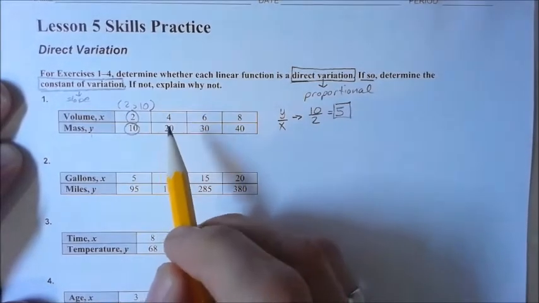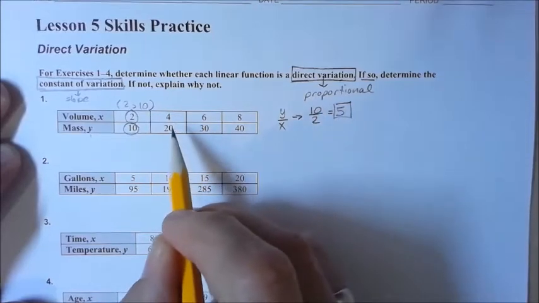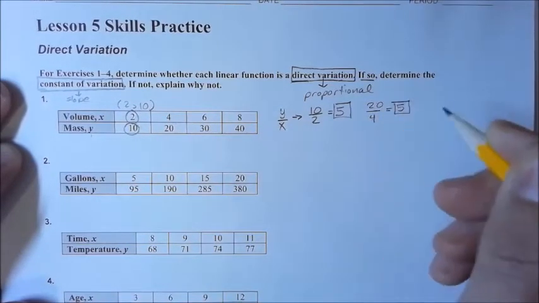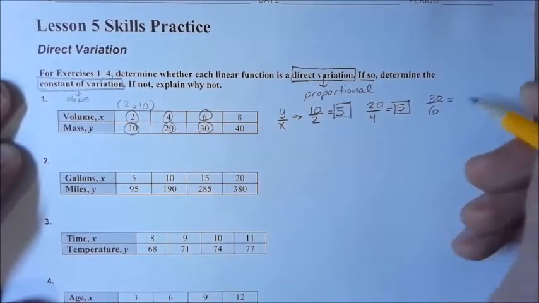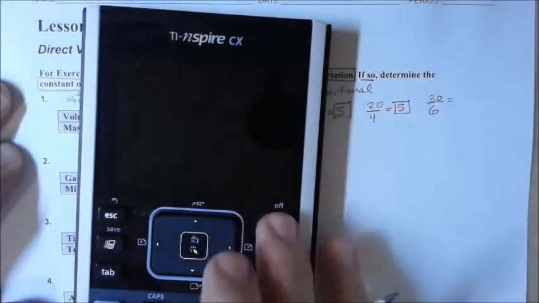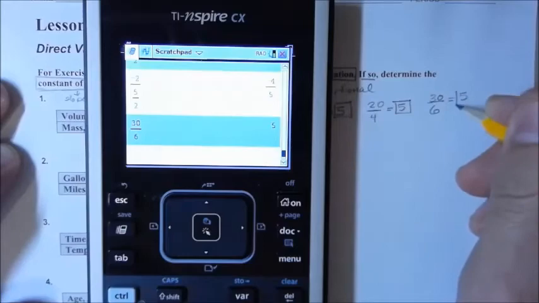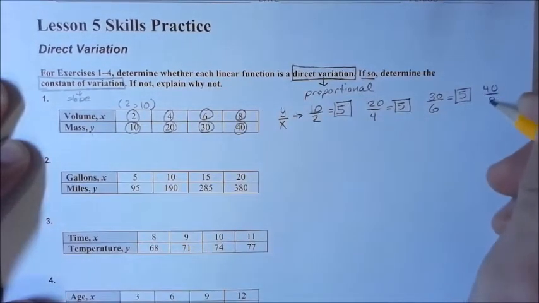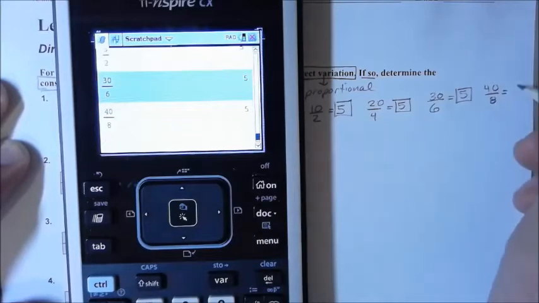Now, if this is direct variation, if it is proportional, we should be able to do that for every one of these sets of points and get that same value of 5. So let's check the next one. It's 20 over 4, and 4 goes into 20 five times. So far we're good. But we'll keep going because we want to make sure that all of them check out. Now we have 30 over 6. If we punch that into our calculator with the fraction bar, 30 over 6 equals 5. So we'll write another 5, box it. Now we just have one left to check, and that is our 40 over 8. Once again, in the calculator, 40 over 8 gives us 5.